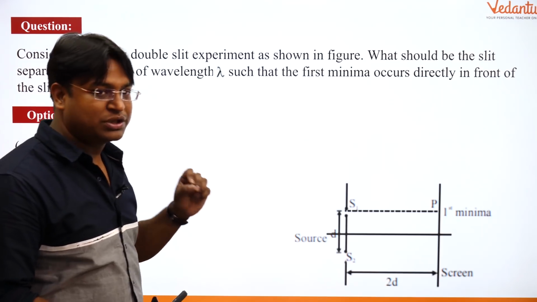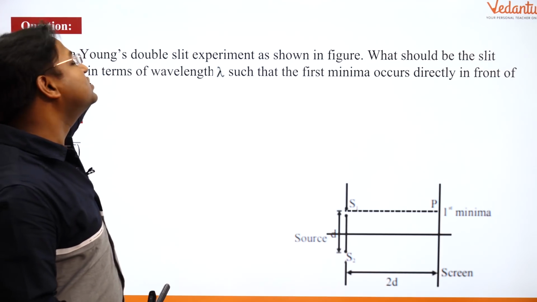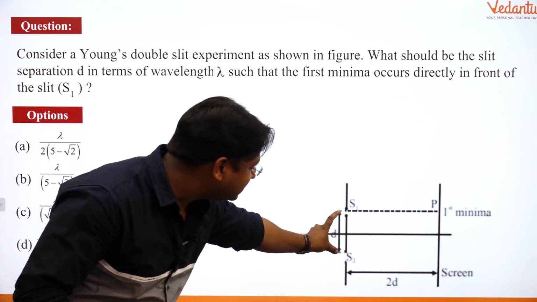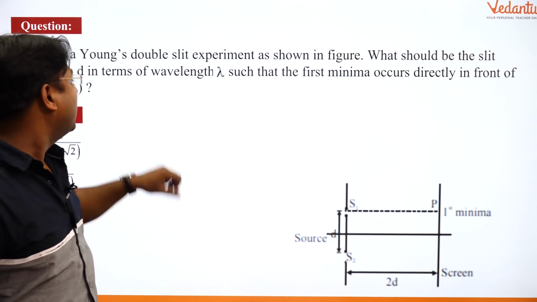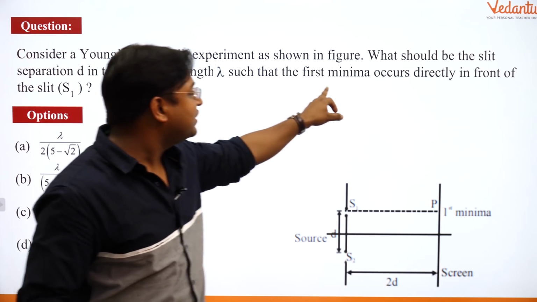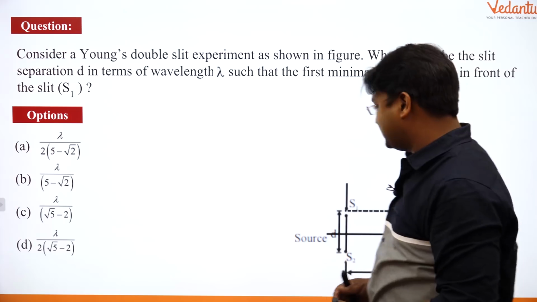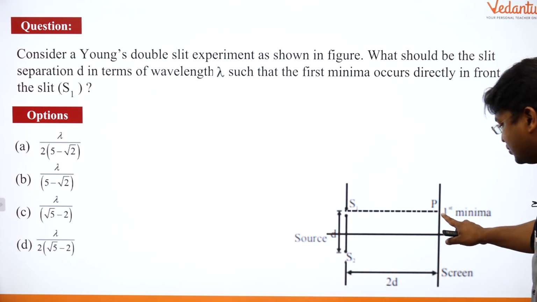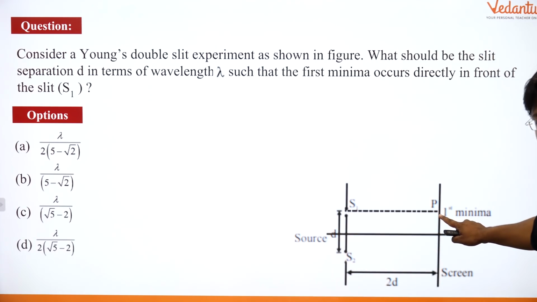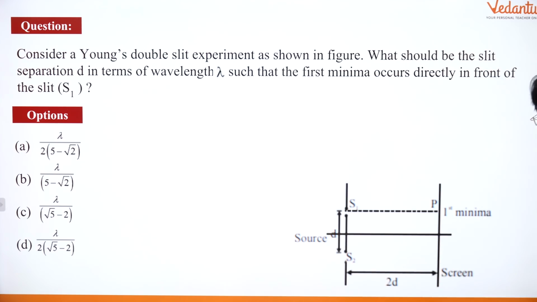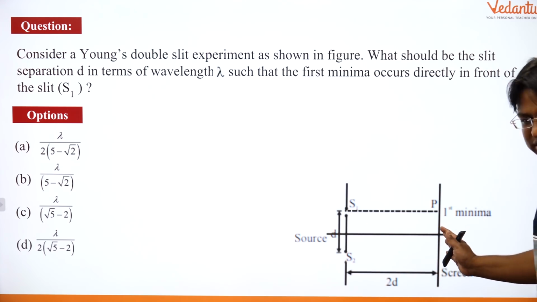So this is one aspect of this problem. Let's see what the question wants us to do. The question says, what should be the slit separation d? So we want to find the value of d, and the condition is that the first minima occurs directly in front of S1. As we can see in this figure, the first minima is to be obtained at this point. This is separation d, this is 2d. Okay, so this is the case.